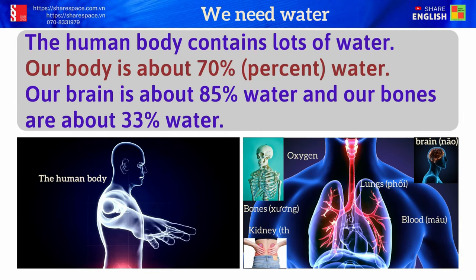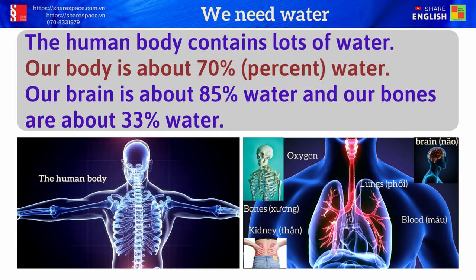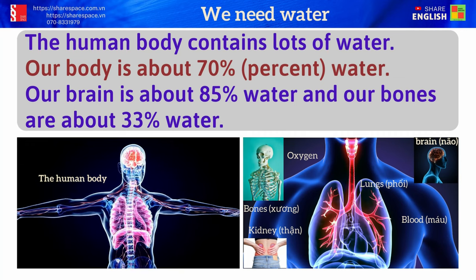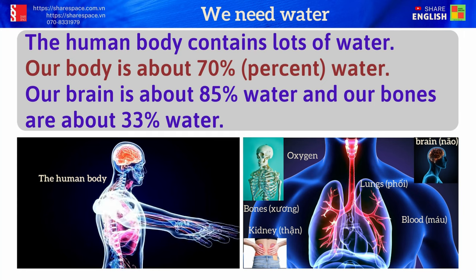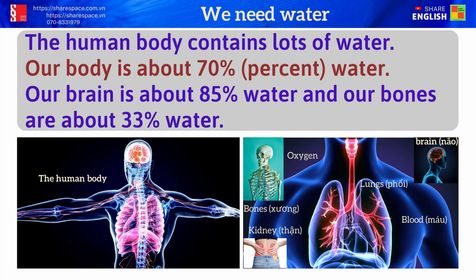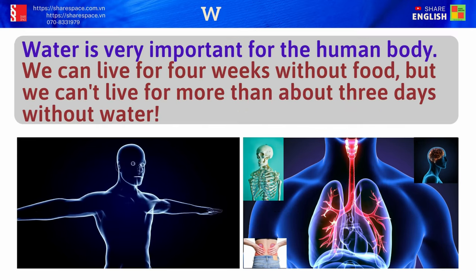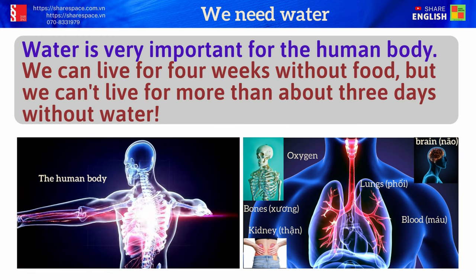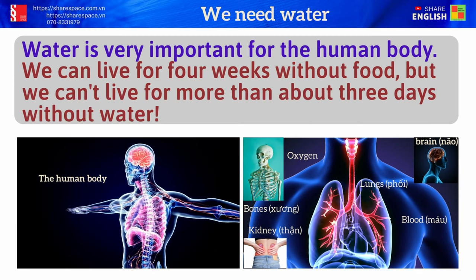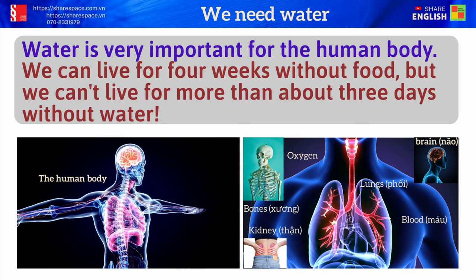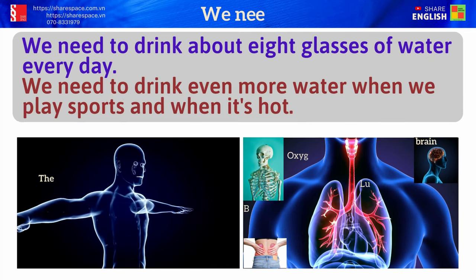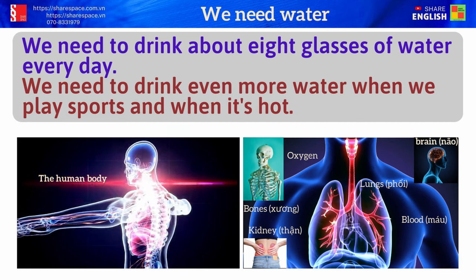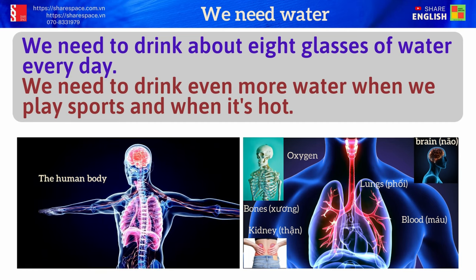We need water. The human body contains lots of water. Our body is about 70% water. Our brain is about 85% water, and our bones are about 33% water. Water is very important for the human body. We can live for 4 weeks without food, but we can't live for more than about 3 days without water. We need to drink about 8 glasses of water every day. We need to drink even more water when we play sports and when it's hot.